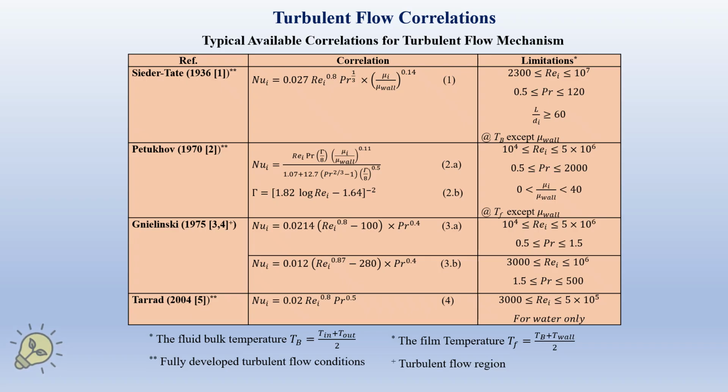And we have the temperature T sub B equal to inlet and outlet temperature divided by 2. And film temperature represents the T bulk plus T sub wall divided by 2. And all these correlations have limited range for Reynolds and Prandtl number in their application.